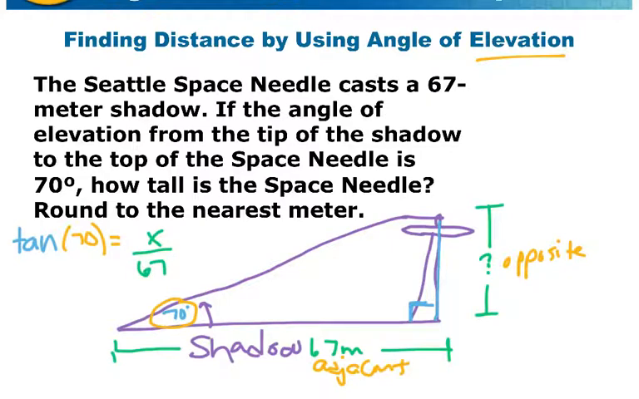So how do we solve this one? Again, we're not finding any angles, so we don't need inverse, but we're going to want to multiply across, so 67 times tangent of 70, and then x times 1, which of course is just going to be x. So making sure that you are in degree mode, we'll take tangent of 70 and multiply by 67.